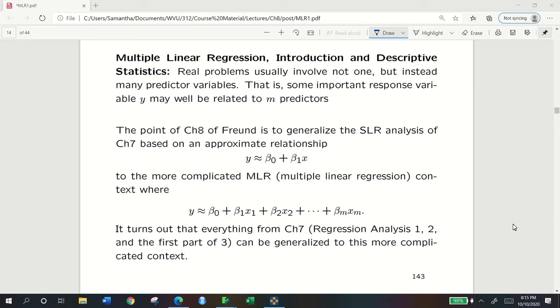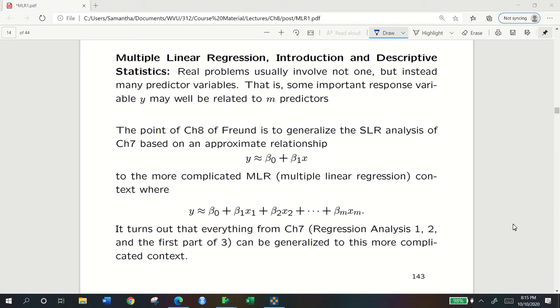So let's think about this kind of logically. Real problems in the real world usually don't involve one, but in actuality many predictor variables. And so some important response variable y may be related to some m number of predictors.